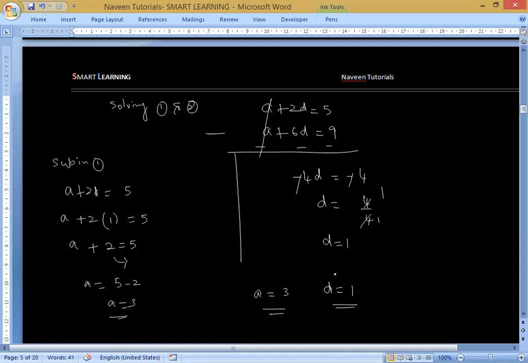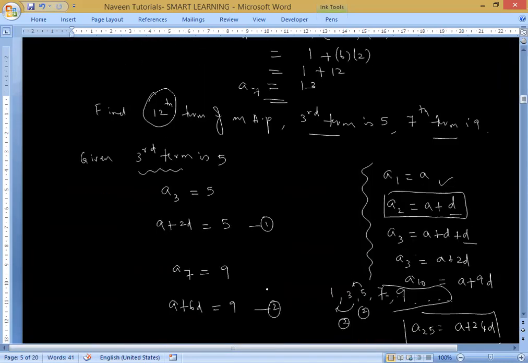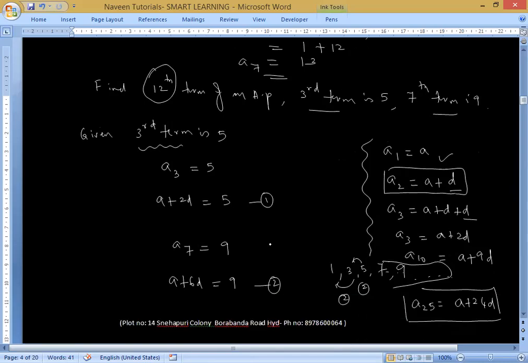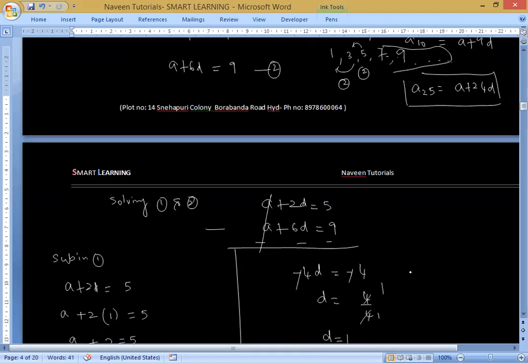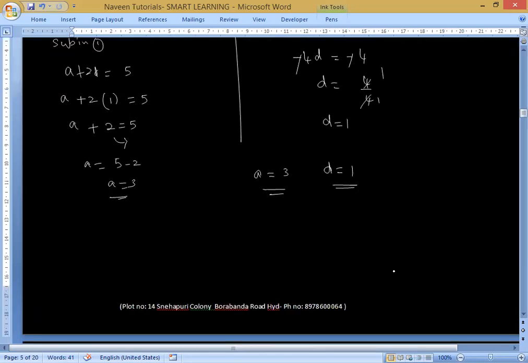What is my question in this case? What do I have to find? I have to find the 12th term. Previously, I explained how to write the terms directly without substituting into the formula. So my question is the 12th term. How am I going to write the 12th term? A plus 11D. The value of A is 3 and D is 1, so 3 plus 11 into 1, which is 11. So I'm going to get 14. So the 12th term is 14. Any doubts?